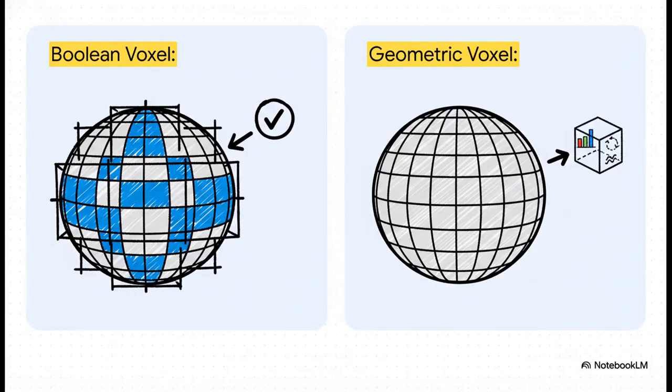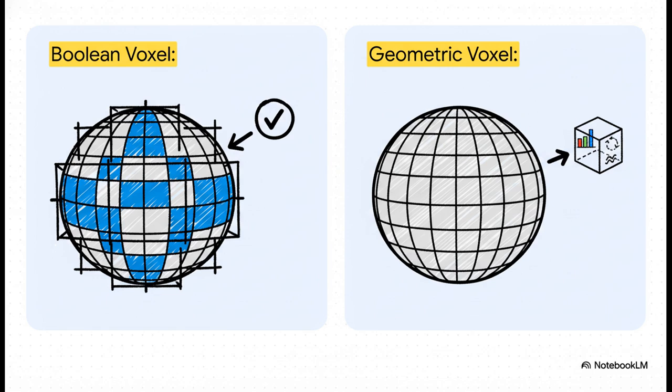Now this is where it gets really cool, seeing how our use of voxels has evolved. On the one hand, the old school way was super simple. You just slap a grid over a 3D model and ask one basic question for each voxel. Is this spot filled or is it empty? Just a simple yes or no.